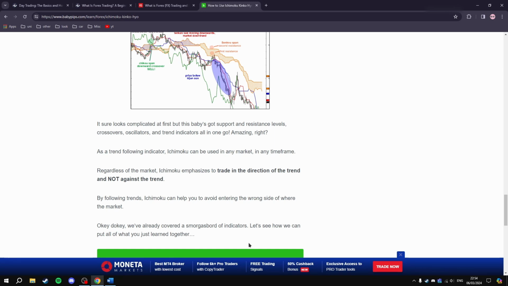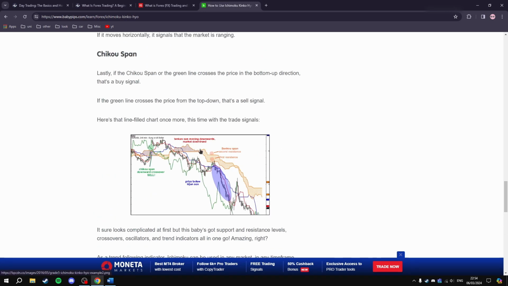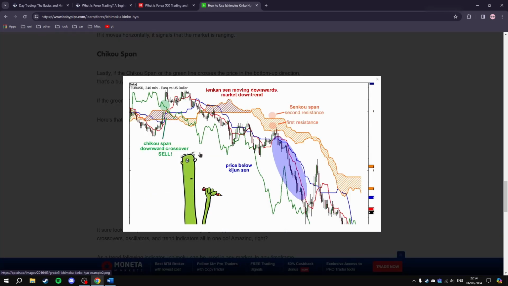Okie dokie, we've already covered a smorgasbord of indicators. Let's see how we can put all of what you just learnt together. There's still so much going on in this graph though.